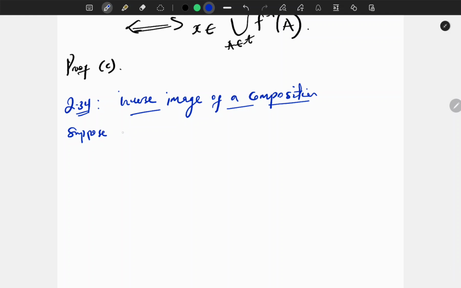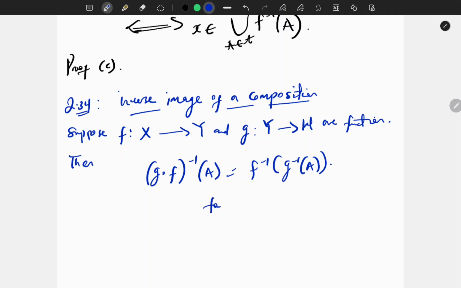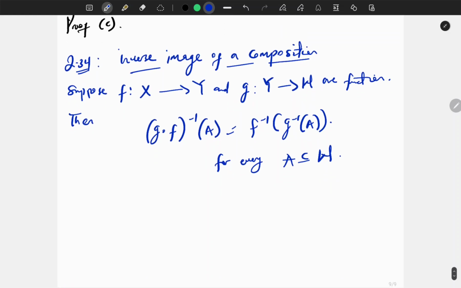Suppose f from X to Y and g from Y to W are functions. Then (g composite f) inverse of A is equal to f inverse of g inverse of A, for every A a subset of W. So let's prove this.